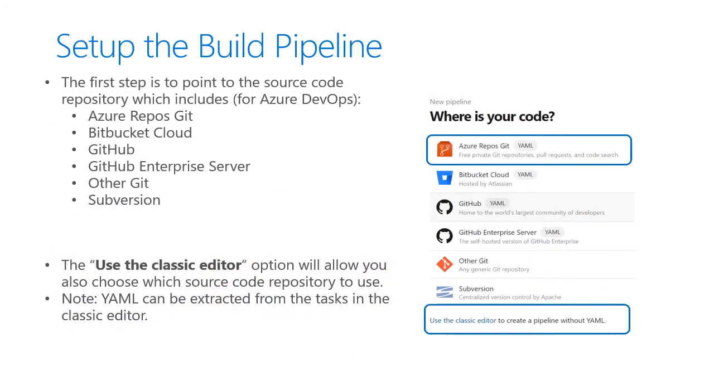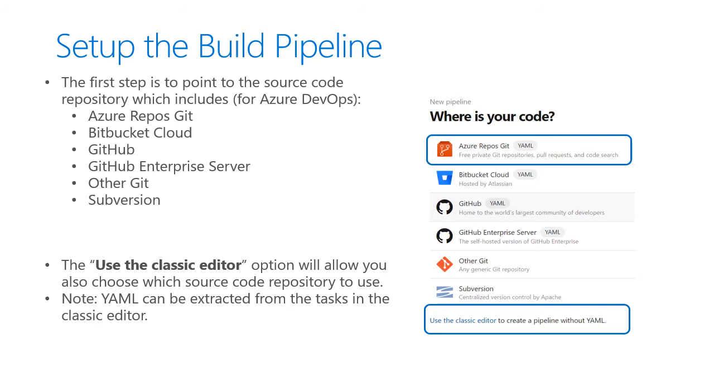Setting up the build pipeline. Our first step is to point to the source code repository where our source code is going to reside. This is for Azure DevOps Online. Azure DevOps Server would be a bit different. You see we have Azure Repos Git here. We have Bitbucket, GitHub, GitHub Enterprise Server, otherwise known as GHE, other Git repositories, and Subversion.